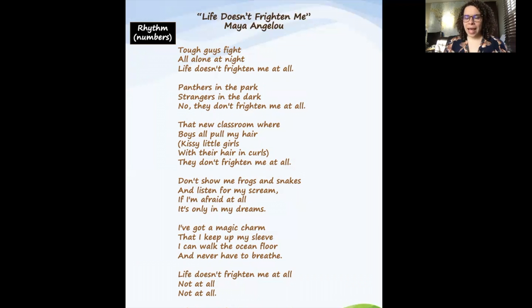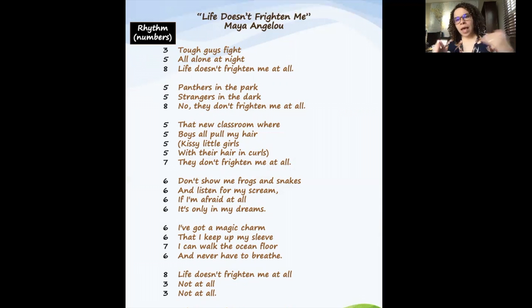But here we have the rhythm for the second half of the poem. 3, 5, 8, 5, 5, 8, 5, 5, 5, 5, 7. Yep. 6, 6, 6, 6, 6, 6, 7, 6, 8, 3, 3, 8. Now there isn't a consistent rhythm all the way through, but it kind of ebbs and flows like a story. You got really slow parts, you got really fast parts, it's almost like a plot diagram with a climax and such. She's really making you think about things with how she uses her rhythm.